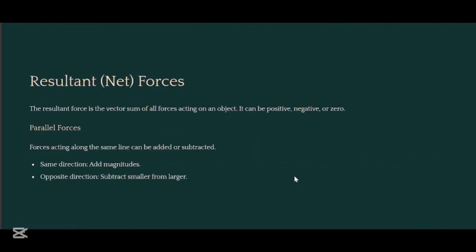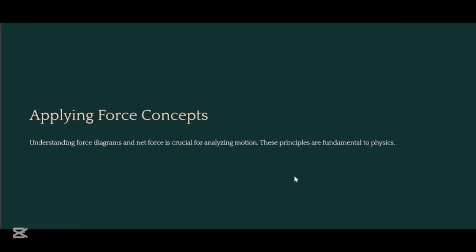Now the resultant force is basically the vector sum of all forces acting on an object. It can be positive, negative or zero. Parallel forces are the forces acting along the same line and they can be added or subtracted. If they are in the same direction, their magnitudes add, and if they are in the opposite direction, they subtract smaller from larger.